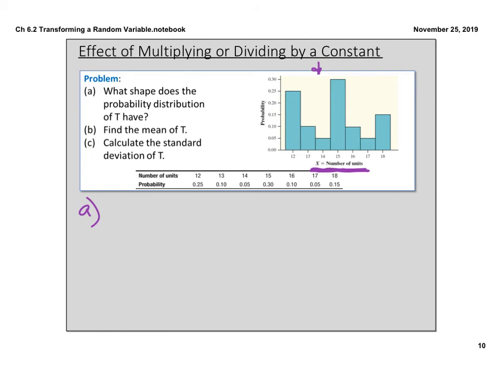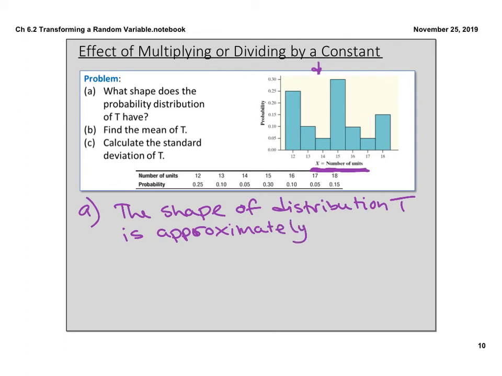So I would say that this histogram is approximately symmetrical. So the shape of distribution T is approximately symmetrical. But it's kind of weird because it's got those 3 peaks.